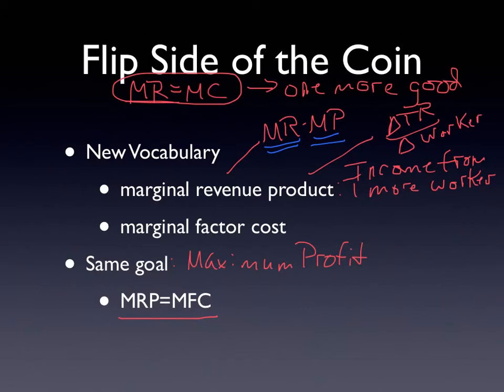On the other hand, we have to look at the marginal factor cost. Just one more time, remembering the marginal cost in the product market is the cost of producing one more good. But the marginal factor cost is the cost of hiring one more resource. So we want to make sure that we understand this. So the marginal factor cost is the cost of one more worker.